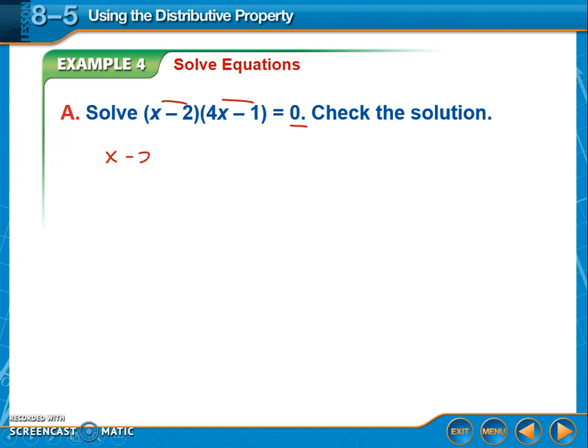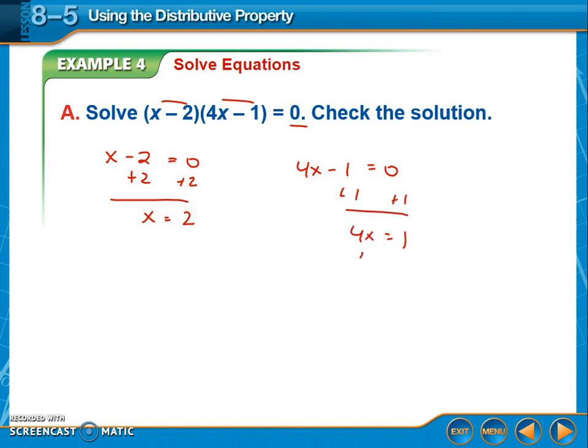So that means either x minus 2 is going to be 0 or 4x minus 1 has to be 0. The only way you can multiply two things together and get 0 is if one of them or both of them is 0. So we want to solve both of these as if they were 0. Solving this one to find x, x is going to be 2. And if I solve this one, I get 4x equals 1, or x equals 1/4.